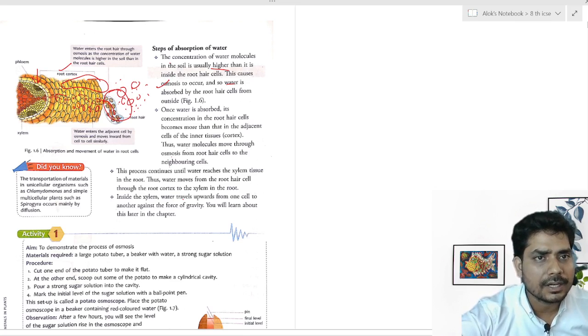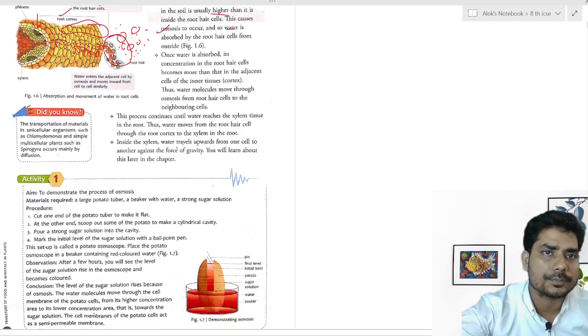So the osmosis process starts again, from one cell to another cell and to the next cell. This process continues and transports the water to the xylem, and the xylem cells continue the transport to the tip of the leaves. This process is known as the step of absorption of water.